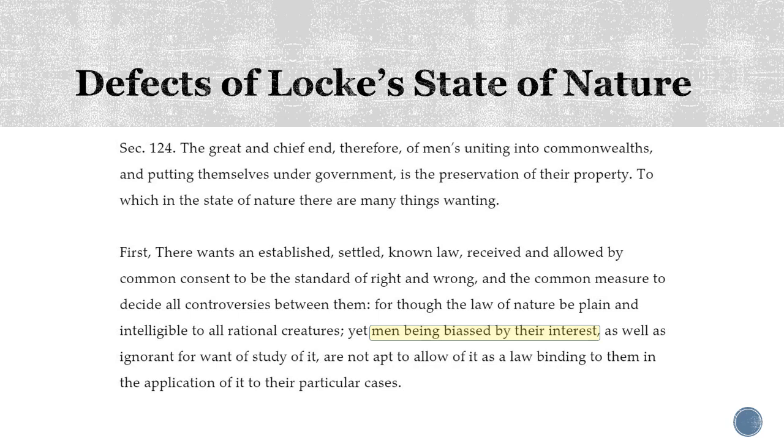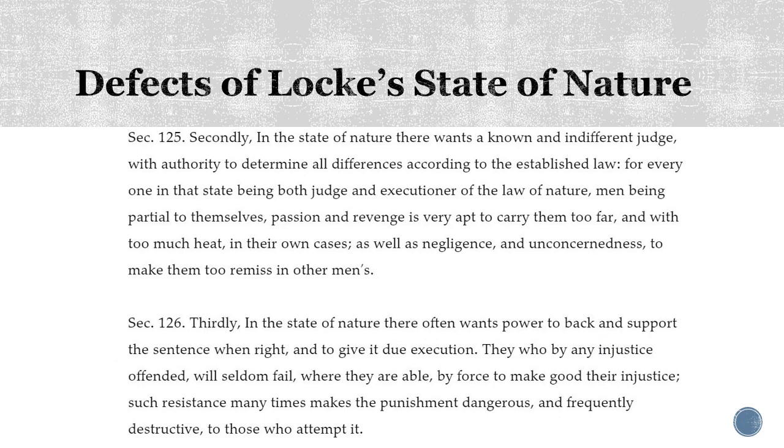He says this self-interest, right, this bias that people have in favor of themselves is really what ruins the state of nature for everybody. And he thinks this is just a part of human nature. And it's a part of human nature that you require something to counteract, something to get around. And that's going to largely be the role of government. So this passage actually continues into sections 125 and 126.